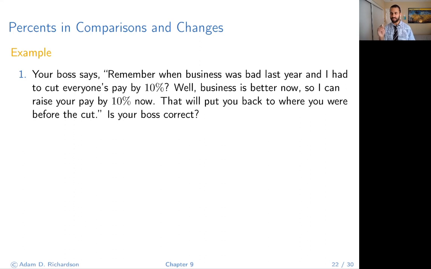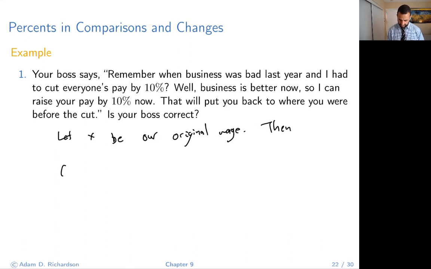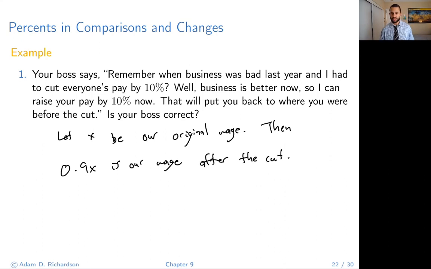So let me go ahead and, you know what, for this, I'm just going to use some variables just for our own edification to make it clear. It'll be a little clearer why this works for us. But we're going to do this. We're going to say let x be our original wage. Then 0.9x is our wage after the cut, right? So remember, 0.9 is 90%. 90% is 10% less than 100, so that reflects what our new wage is going to be after the cut.